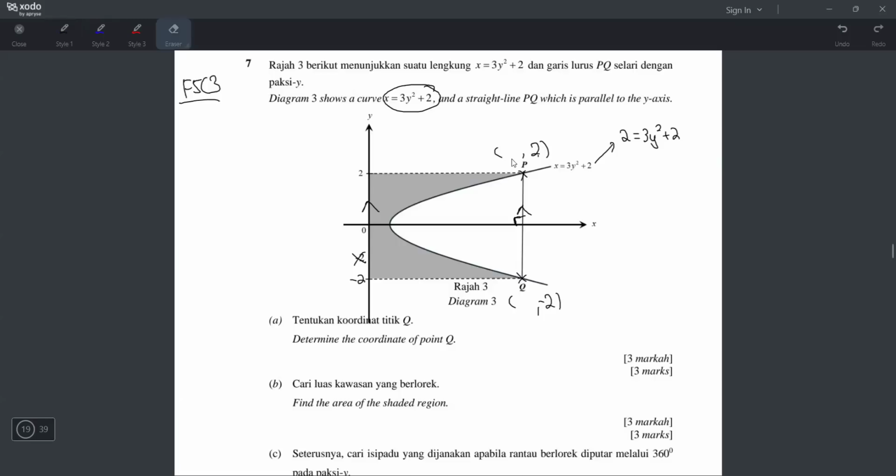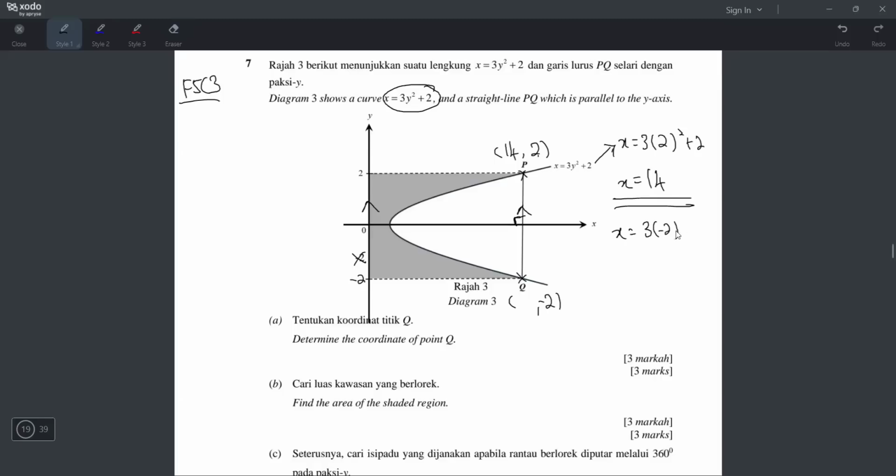So in order to find x, you just substitute y = 2. Yeah, just substitute y = 2. So it becomes x = 3y squared plus 2, with y = 2, like this. So it becomes x equals 2 squared is 4, times 3 is 12, plus 2 is 14, like this. 14, 2. Okay. And then for this, I have to substitute y = negative 2.